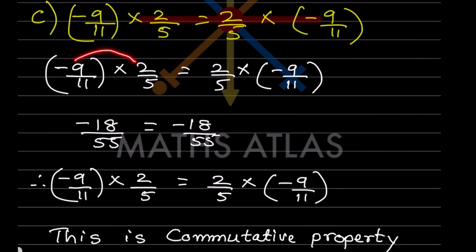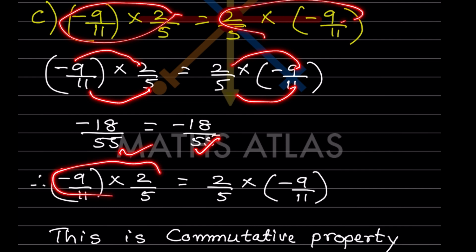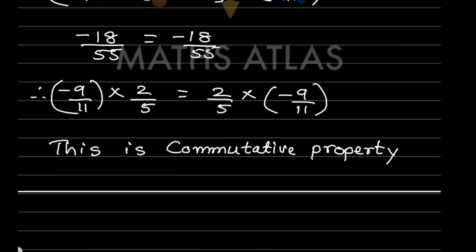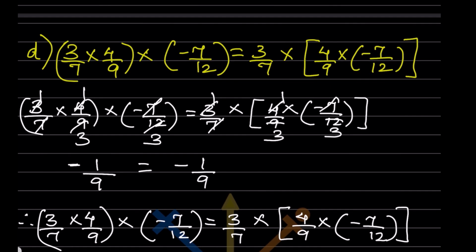Let us solve this part. So minus 18 by 55. Again this is minus 18 by 55. Both the places are the same, so that means this is equal to this one. So this is written here. Now again what is this? A into B is equal to B into A. So that is commutative property. Because it says state the property, we have to write what the property is.